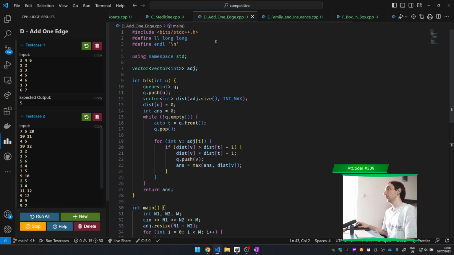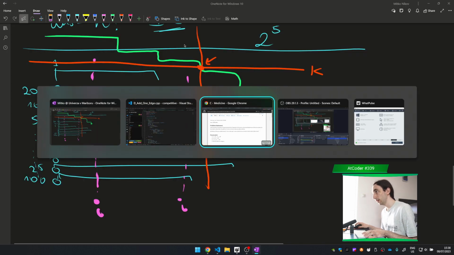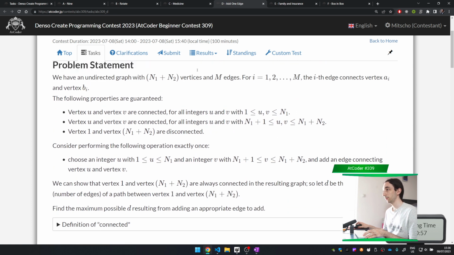Okay, that has been C. I think I explained it pretty well.